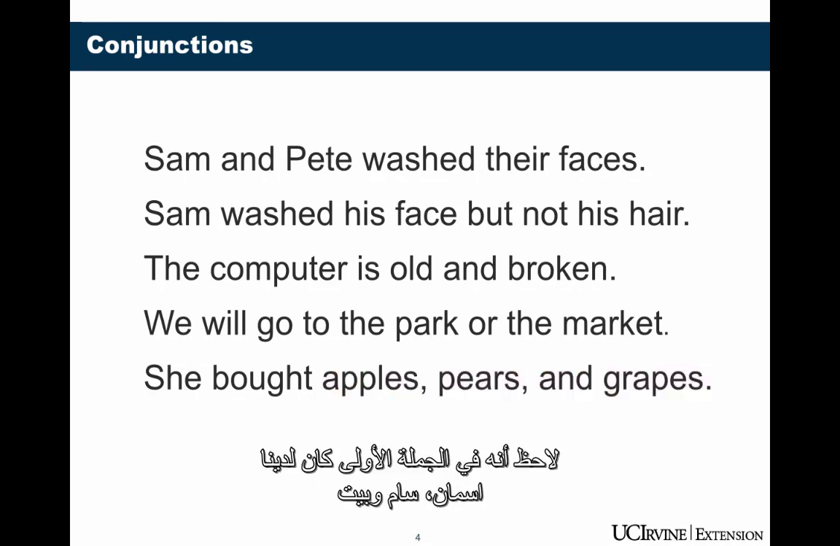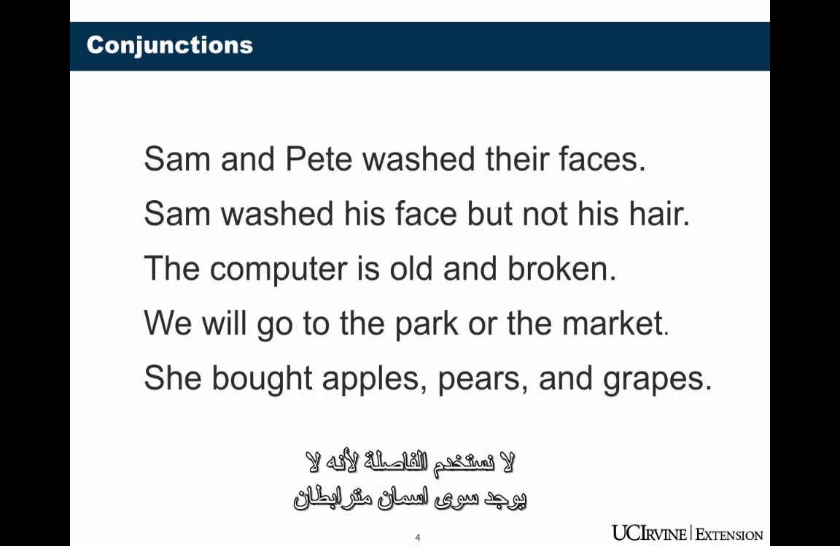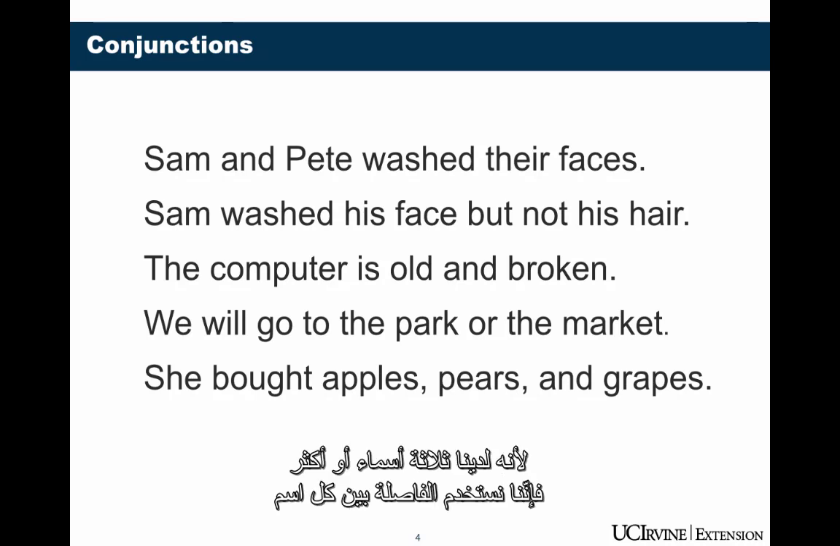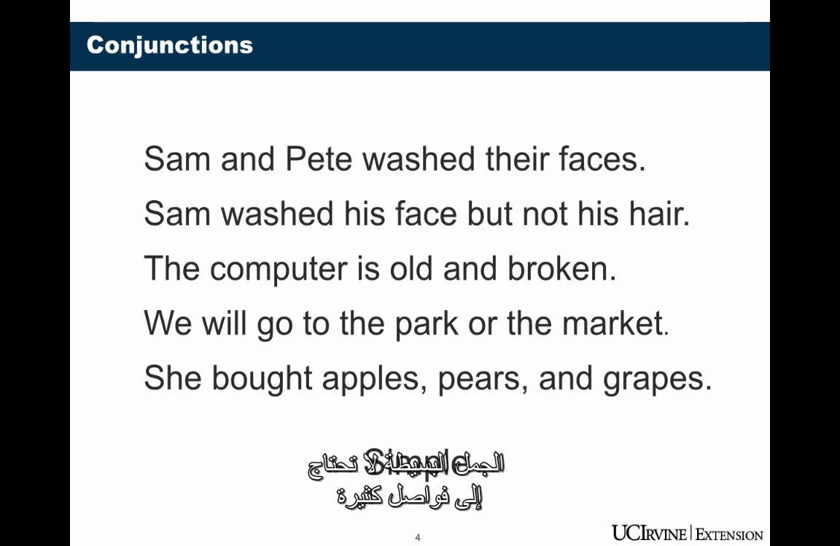Notice in the first sentence we had 2 nouns, Sam and Pete, and we had the conjunction and. We don't use a comma because there are only 2 nouns joined. In the last sentence we have apples, pears, and grapes. Because we have 3 or more nouns, we do use commas between each one. And you should notice that all of these sentences are simple sentences. Simple sentences don't use a lot of commas.